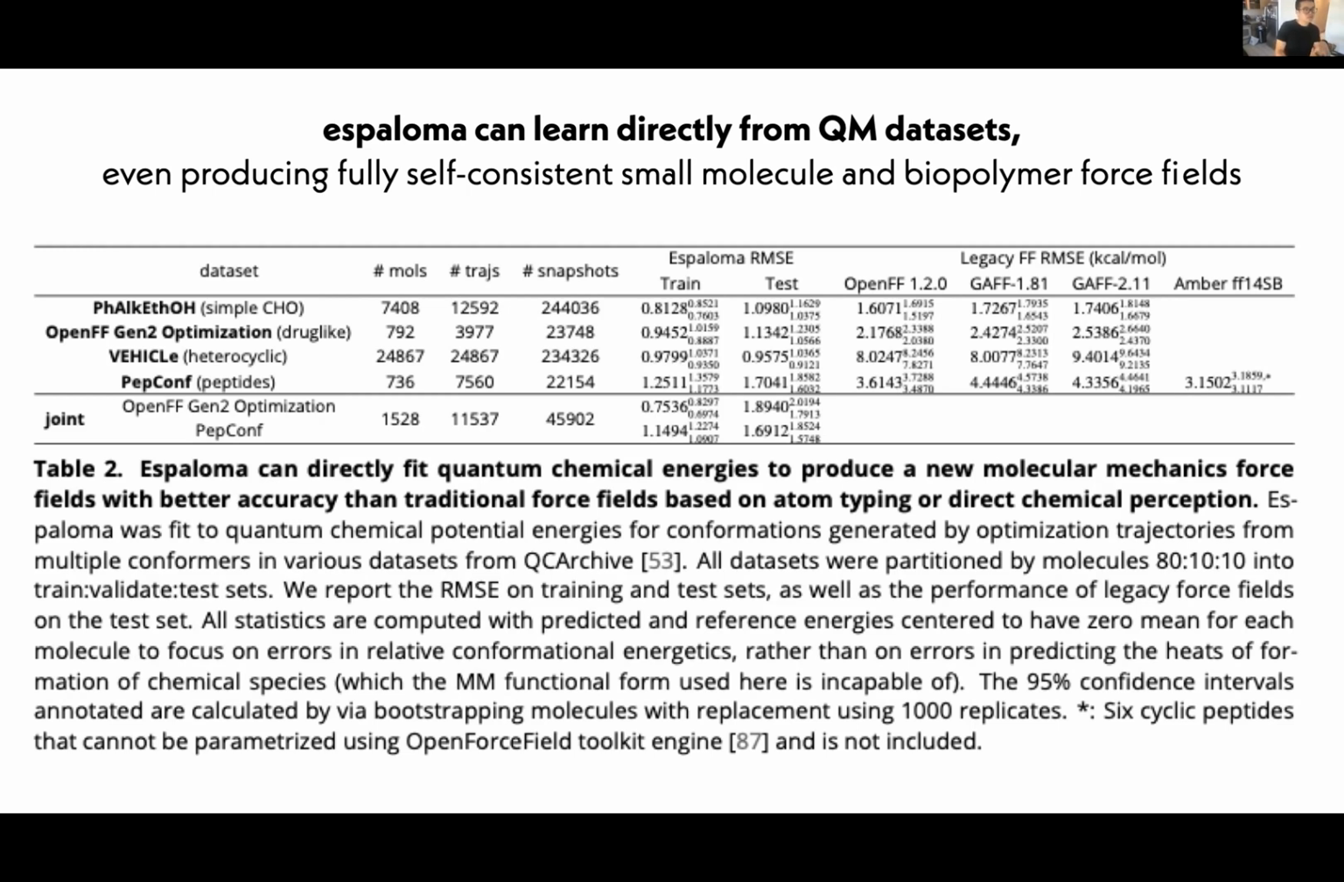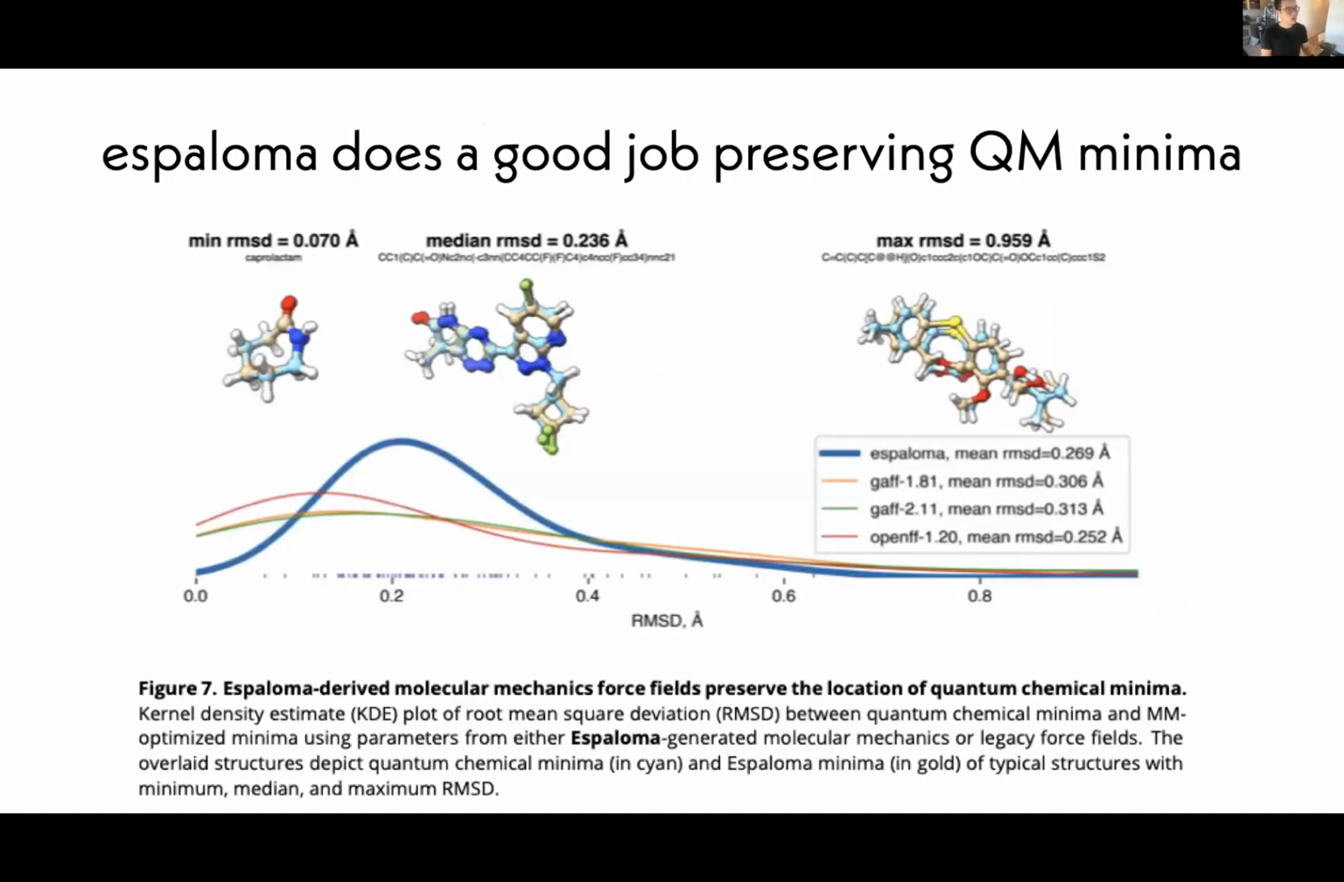Okay. Next, we do something even more interesting. We're wondering whether we can come up with a force field that is trained on both drug-like space and peptide space. So basically, we took this Gentoo optimization data set and this PepConf data set, without too much balancing, etc. Just pulled them together. And it looks like we can still do okay, although the RMSE is worse than if they had been trained on each data set individually. All right.